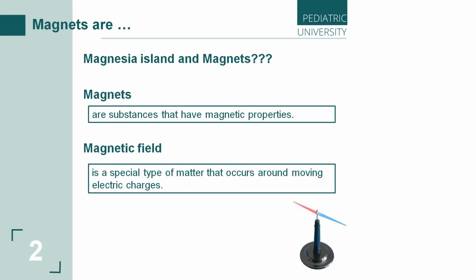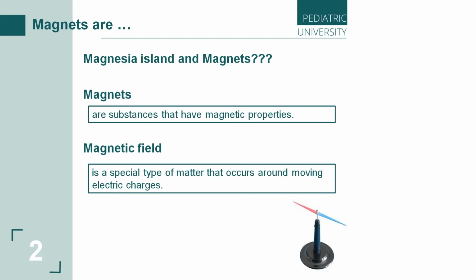On further experiments, it was found that around a conductor with an electric current there is some matter. We can see this matter, we cannot describe it by any other name, only matter. It is named a magnetic field. A magnetic field, what is this? We can give the definition again. This is a special type of matter that occurs around moving electric charges.